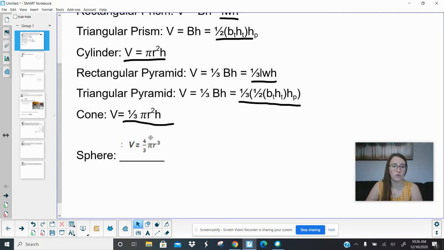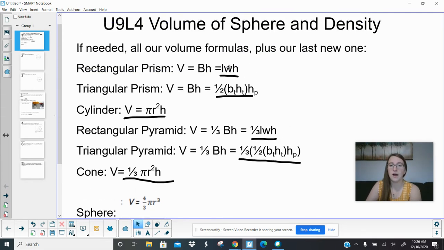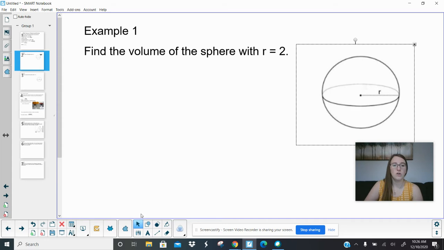Let's apply this formula here. Again, if you wanted to pause the video to copy these formulas, if you still need to, you could, but we're going to continue on. So it says, hey, this is a sphere.